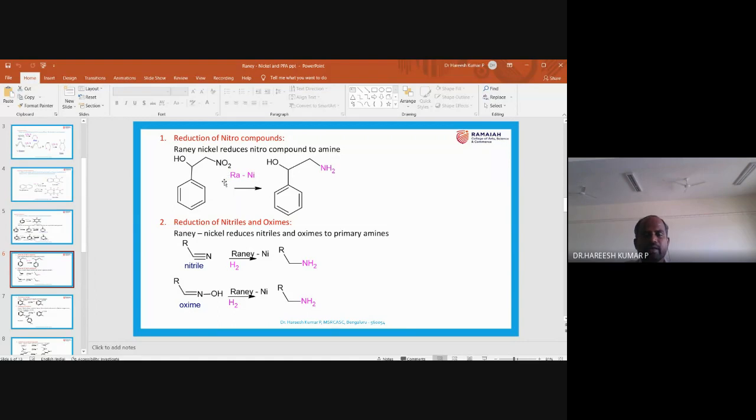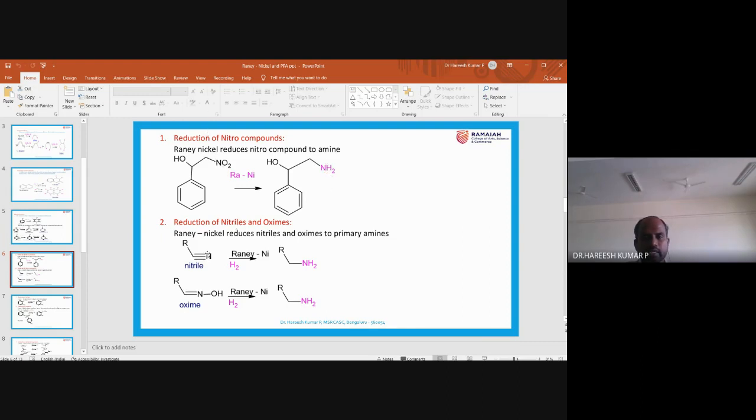How will it add? H minus can add to N, and the C double bond O is converted into OH. When one more H is added, the OH will go out as water. So these two will go out as water, and H will add to nitrogen. That is how NO2 is converted into an amine.